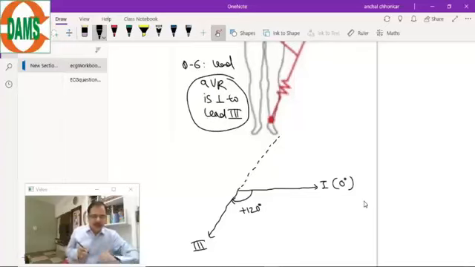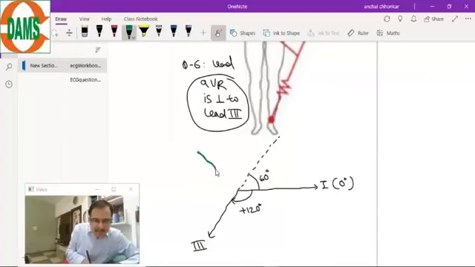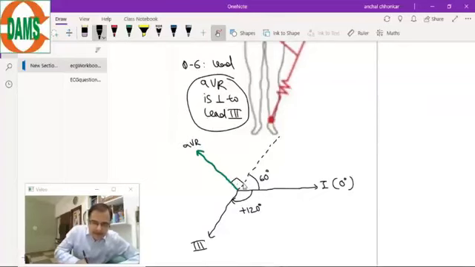All right, this hopefully will be clear to all of you. And remember, lead 3 is the extension. This is 180 degrees, one angle is 120, the other angle will be 60 degrees. And now the perpendicular to lead 3 is lead aVR. This angle will be 90 degrees.